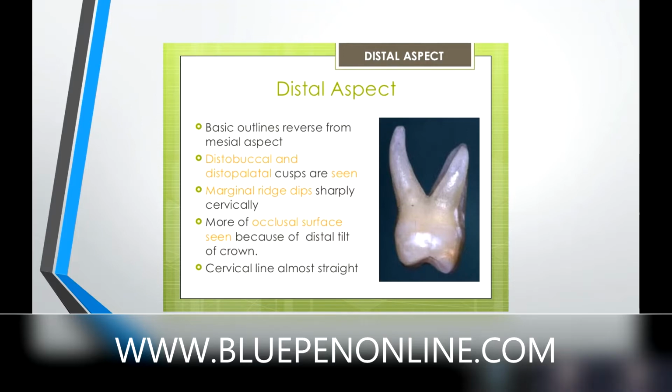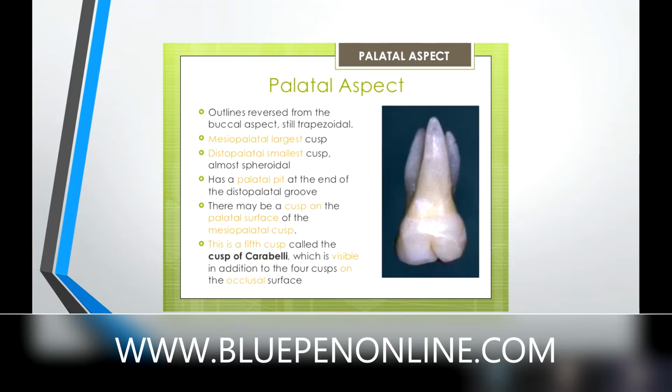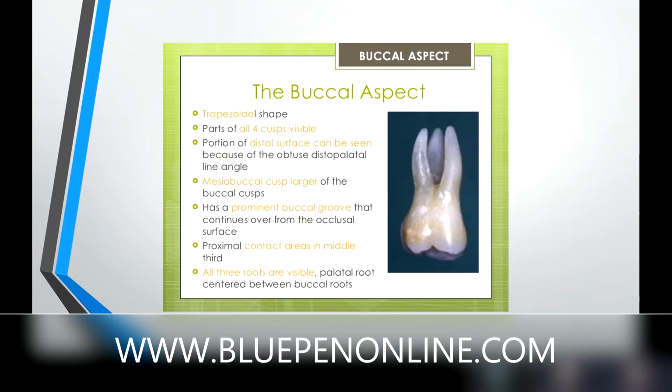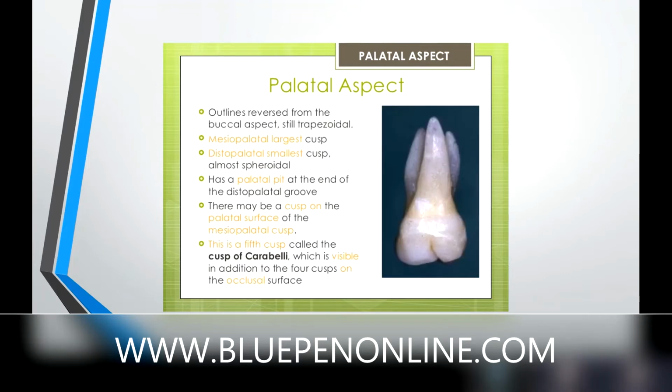Coming to the palatal aspect. After buccal, you have palatal. When coming to palatal, you can see mesopalatal and distopalatal cusps. Mesopalatal is the largest, distopalatal is the smallest cusp. The shape is trapezoidal. There is a palatal pit and you can see one palatal root, a single palatal root. And along the mesopalatal cusp, you can see an accessory cusp called the cusp of Carabelli. So that much you remember about the palatal side.